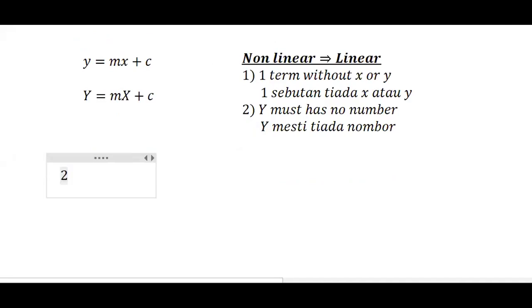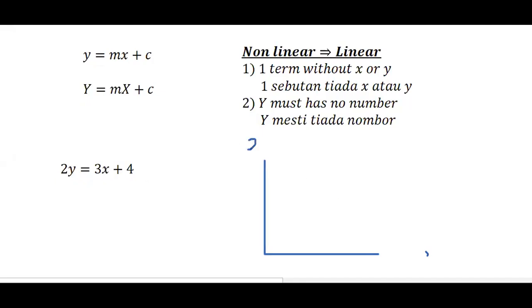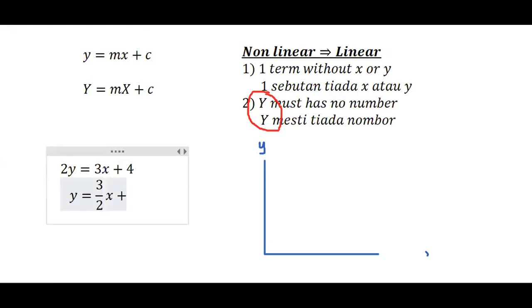Contoh, saya cakap 2Y = 3X + 4. Okay, let's say like this. Is this an equation for a straight line? Basically, yes, right? Tapi kan, masa saya lukis graph, when you plot your graph, do you plot here 2Y? Is it? No, right? So what do you plot? Kamu plot apa? Y, betul. Inilah maksud dia, Y mesti tiada nombor. Okay, paksi Y saya mesti tiada nombor. Yes, so you divide by 2. Bagi 2. So, Y = 3/2 X + 2.